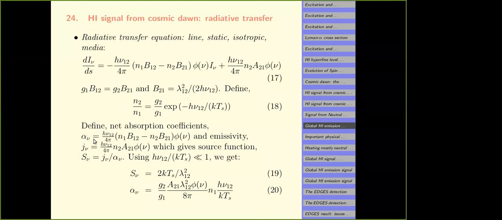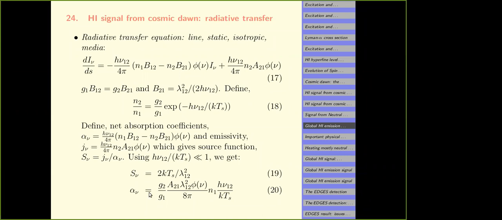So first, let's define alpha nu as the net absorption coefficient, which can be either positive or negative. Remember, and emissivity, J nu. First thing you notice about alpha nu, and I have given it in equation 20, is that it is positive in this case. Why is it positive in this case? I said it can be negative or it could be positive. It is positive because of equation 18. Equation 18 assumes we are in some form of thermal equilibrium. And that was the reason Ts is defined in this way, right?